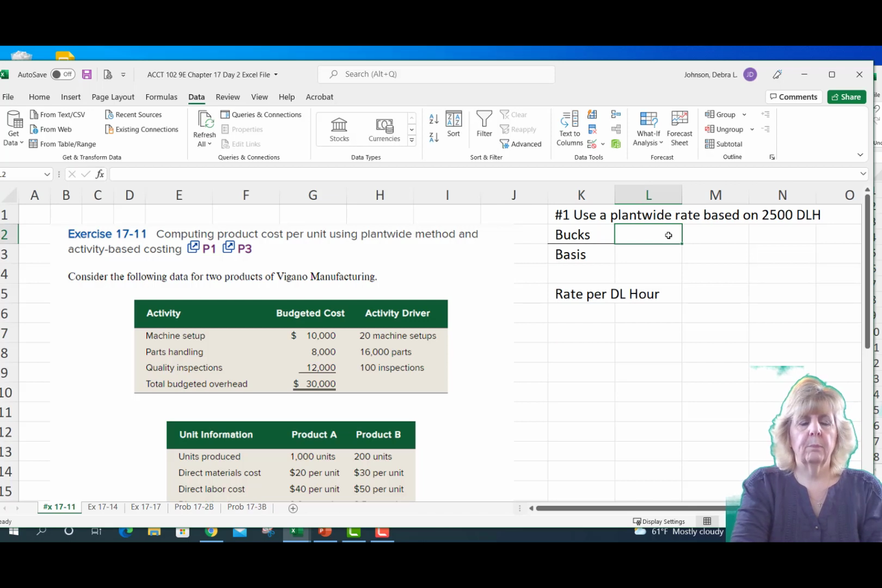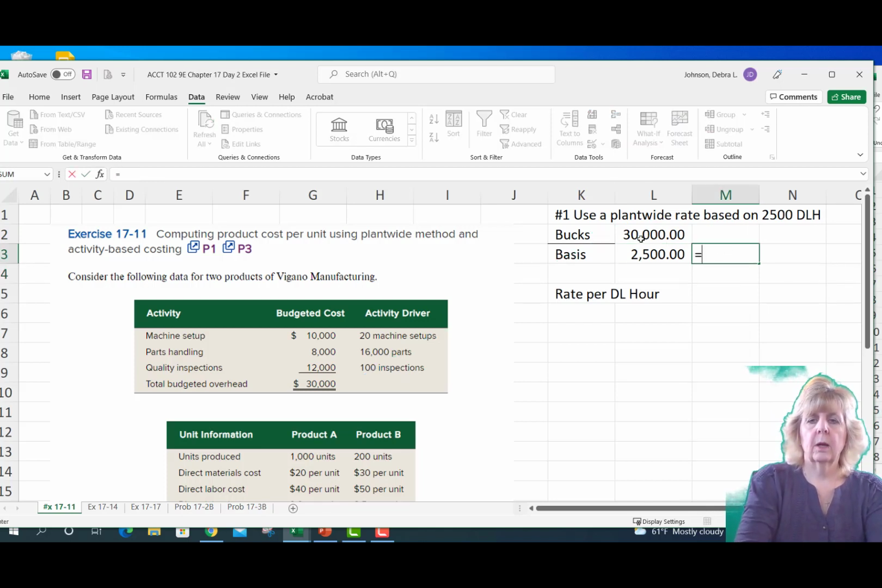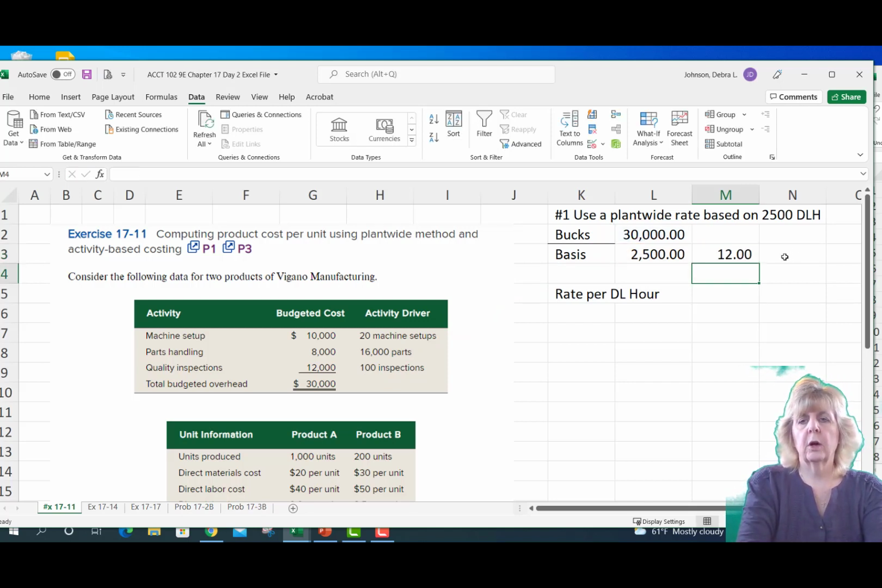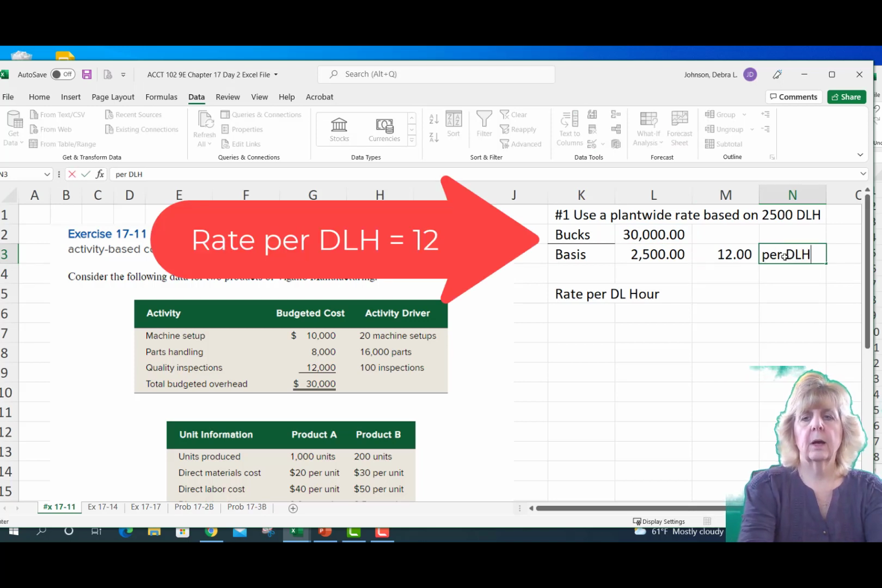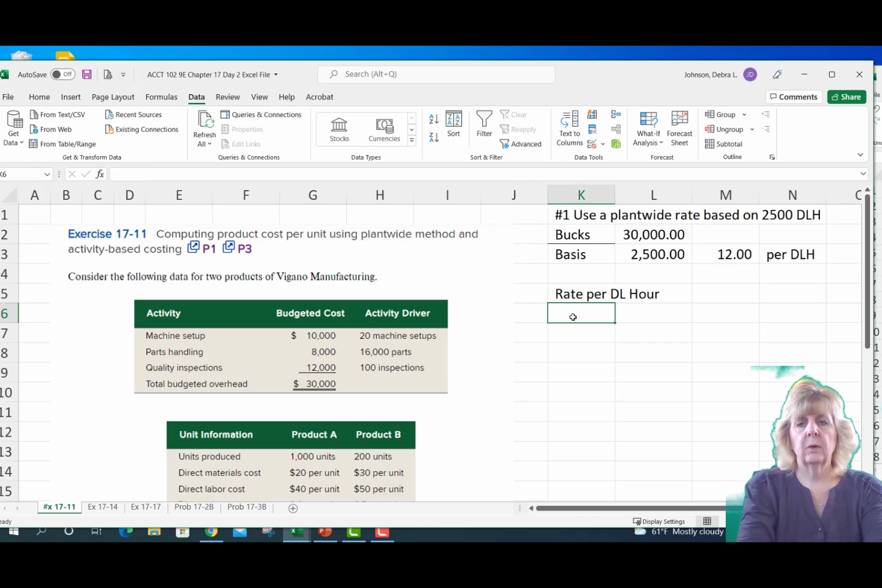This goes back to a bucks over basis calculation. So the total budgeted overhead is 30,000. The budgeted direct labor hours are 2,500. When we calculate out that rate, we'll use this one rate of $12 per direct labor hour, and that rate would be applied to everything that's made within the company. It looks like they make 2 products, product A and product B.